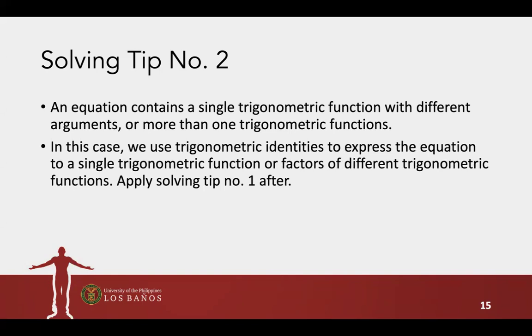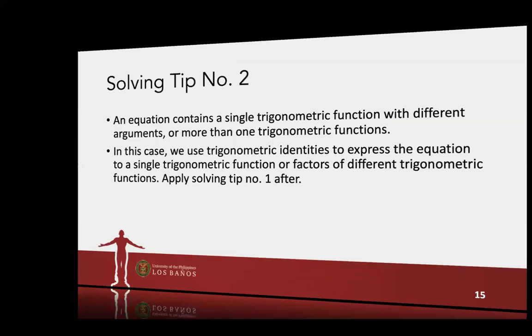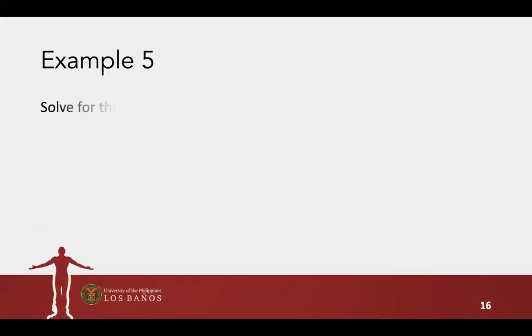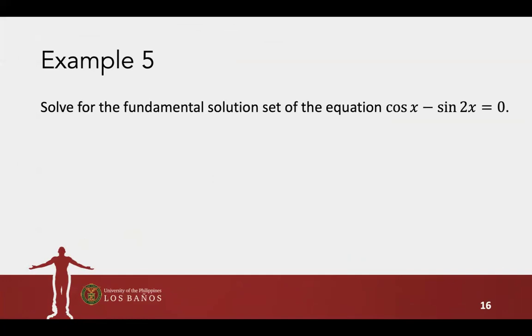In this case, we use trigonometric identities to express the equation as a single trigonometric function or factors of different trigonometric functions. We then apply solving tip number 1 after simplifying. To further explain how solving tip number 2 works, let's have this example. Find the fundamental solution set of the equation, cosine x minus sine 2x equals 0.